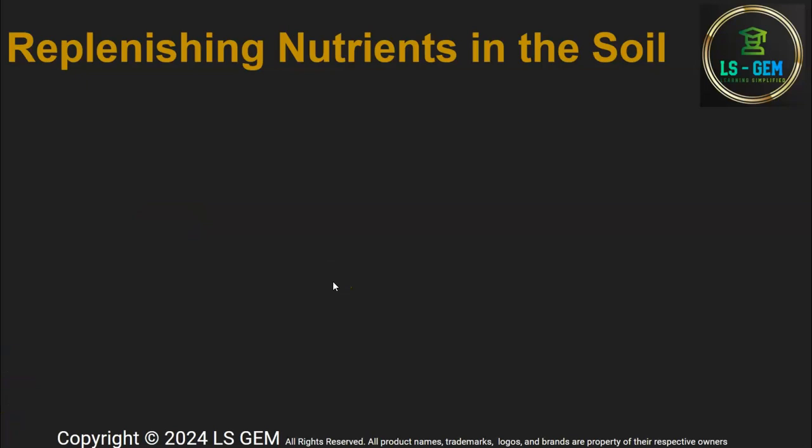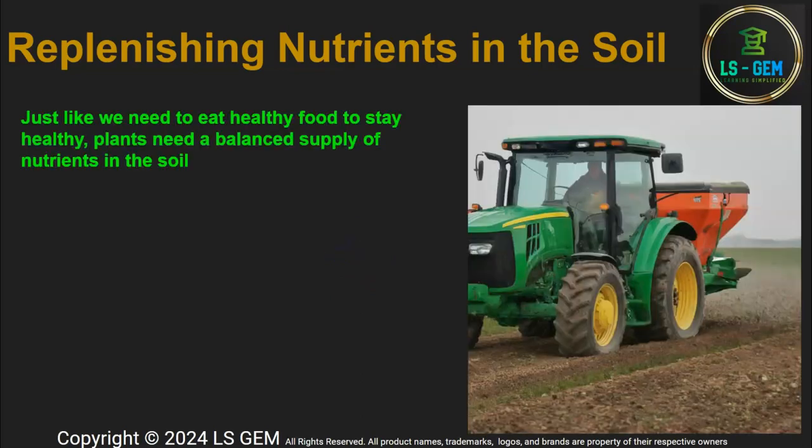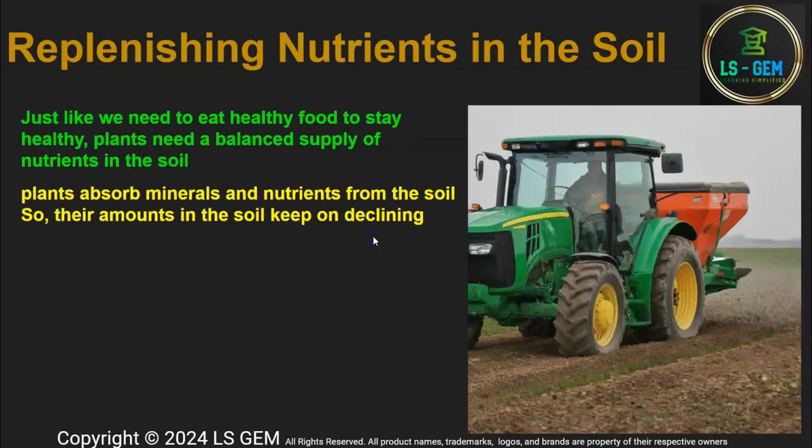As we have learned, plants absorb minerals and nutrients from the soil, so their amount in the soil keeps on declining. So, how do we replenish the soil again for the next use by plants? Just like we need to eat healthy food to stay healthy, plants need a balanced supply of nutrients in the soil.